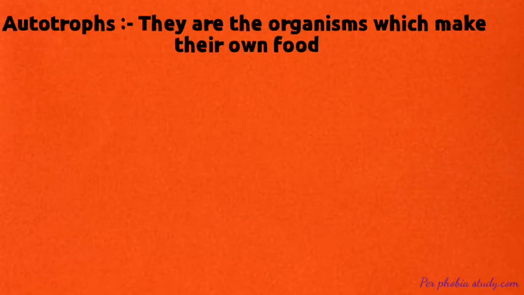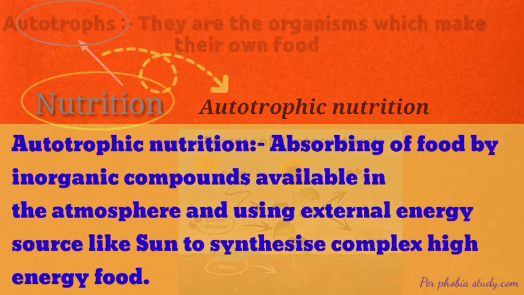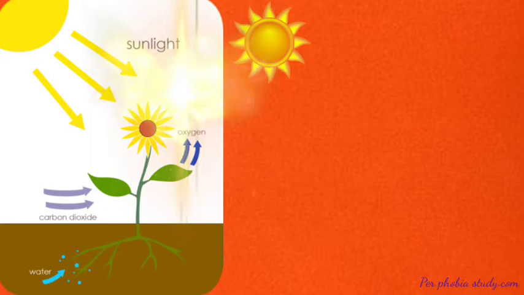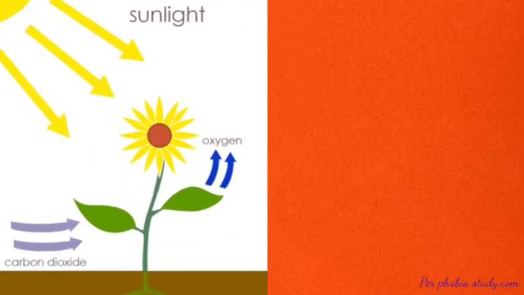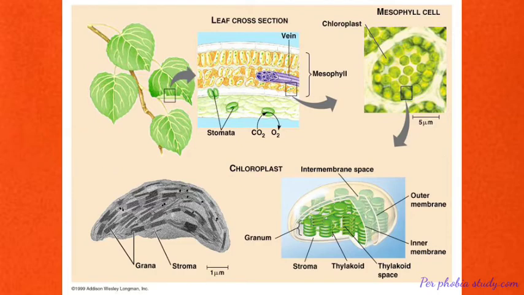The organisms which make their own food are called autotrophs, and the type of nutrition done by them is called autotrophic mode of nutrition. In this video lecture, we shall look at the process of photosynthesis in detail. Okay, let's start. Plants generally intake sunlight from the sun, and this sunlight goes to the numerous dotted structures in the leaf, and those are chloroplasts.